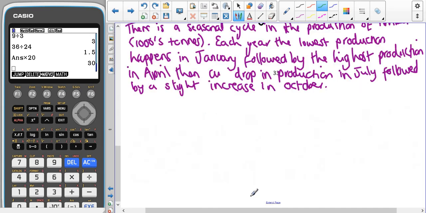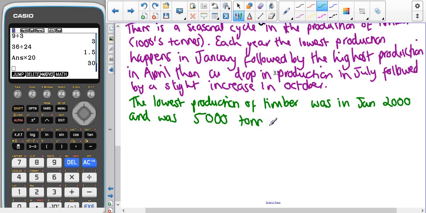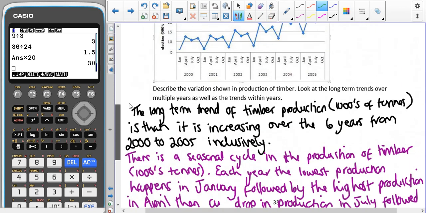So the lowest production of timber was in January 2000 and was 5,000 tonnes. That's very important when you're talking about a spike, to not only say exactly when it happened, but also what the data was for the spike.